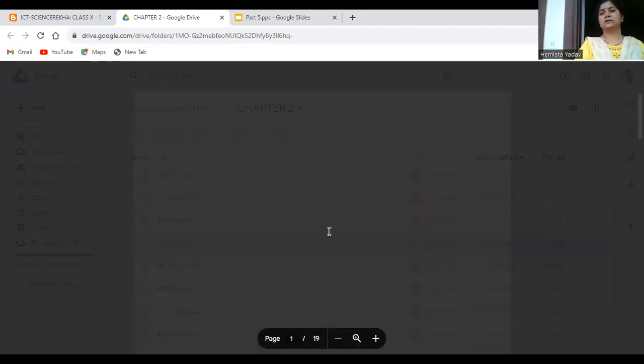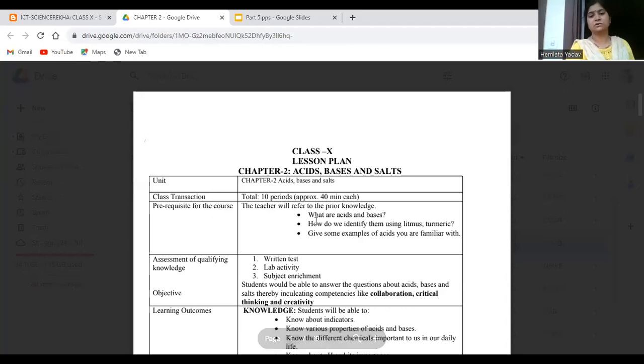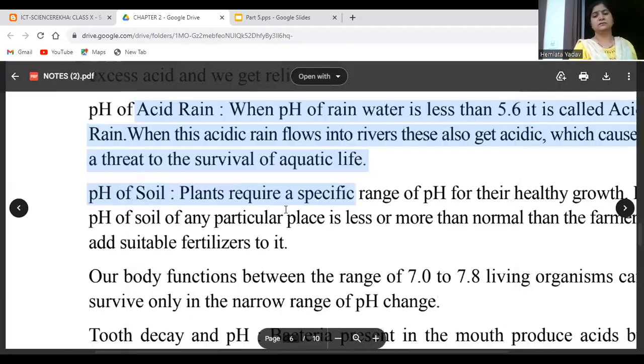And what about the tooth decay? Tooth decay is also there.